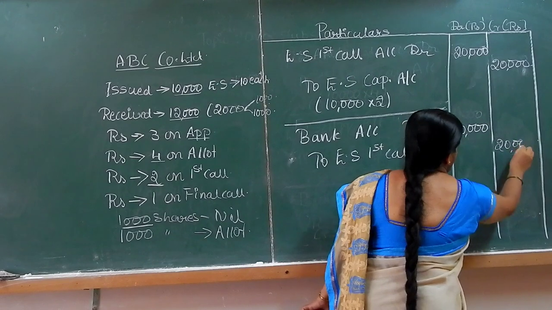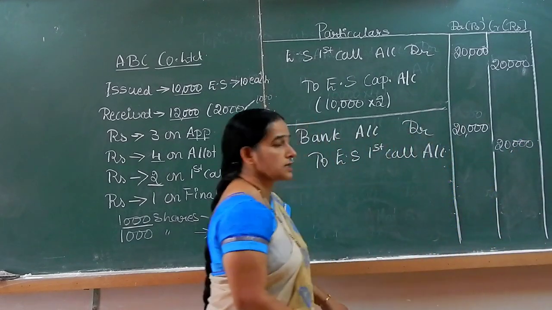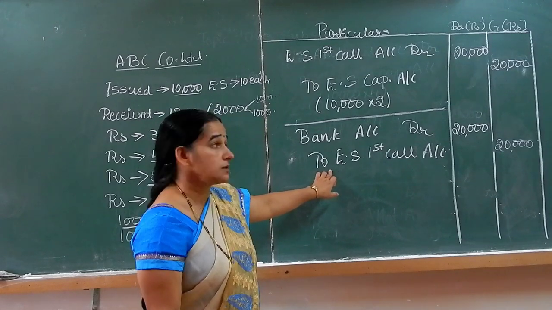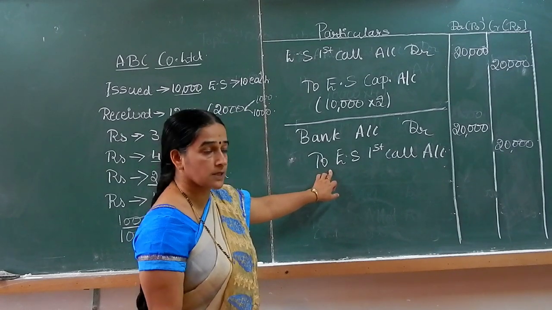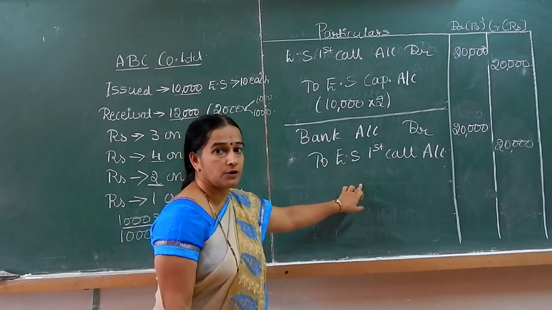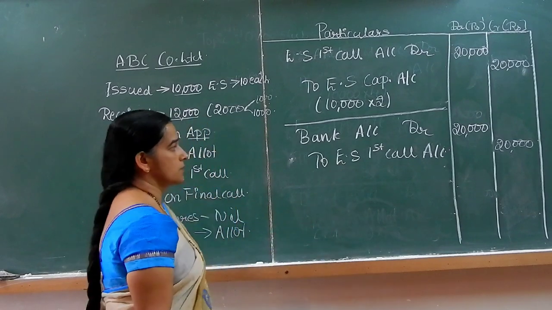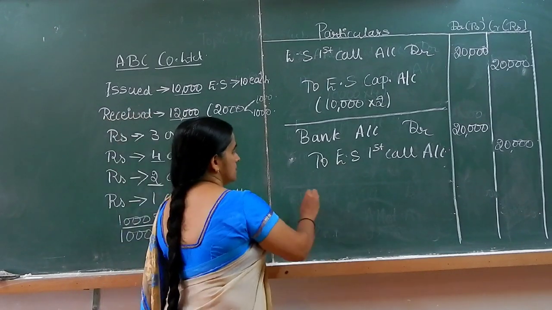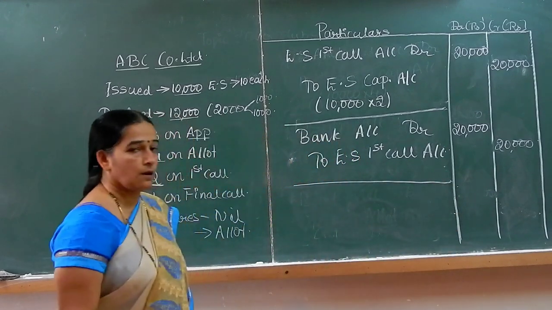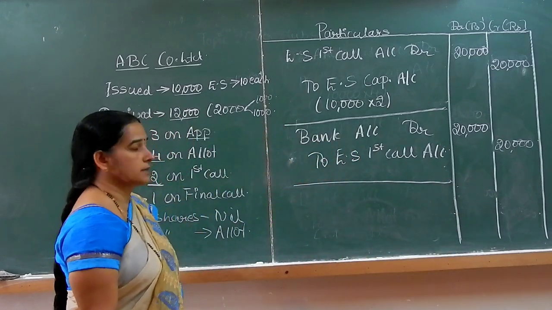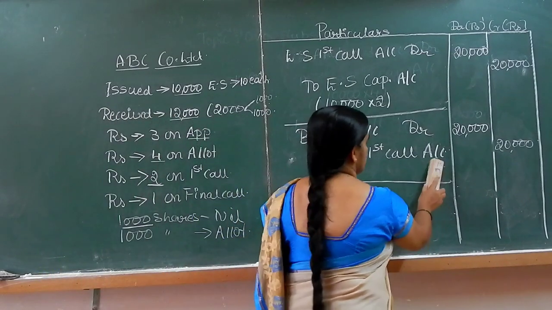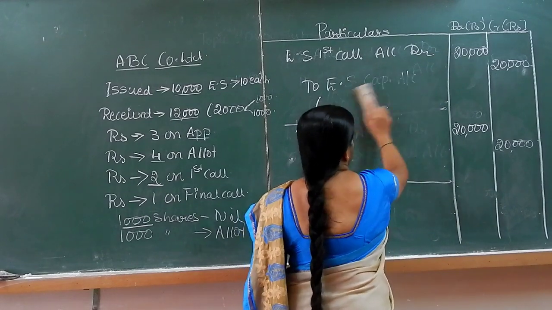Suppose if there are some excepted shares, then those shares will be deducted while receiving the amount. But in this question, the full amount is received, meaning the due amount is 20,000 and the amount received also will be 20,000, being the first call money received on 10,000 equity shares.